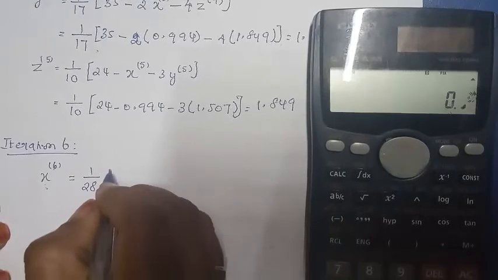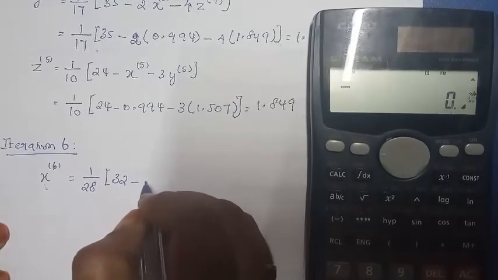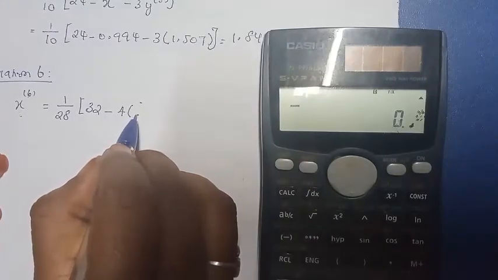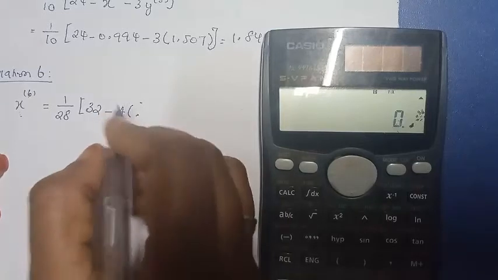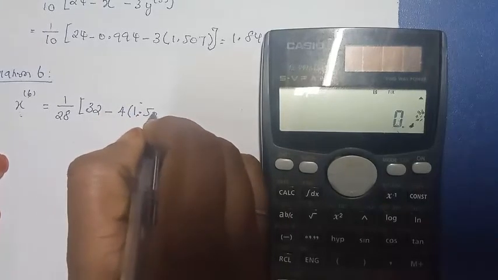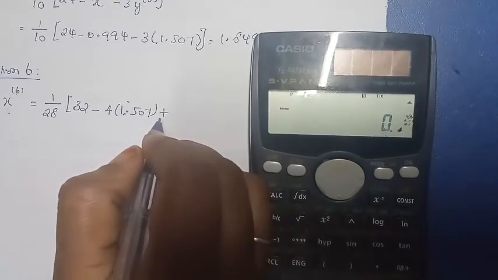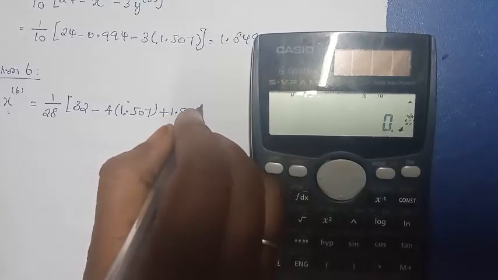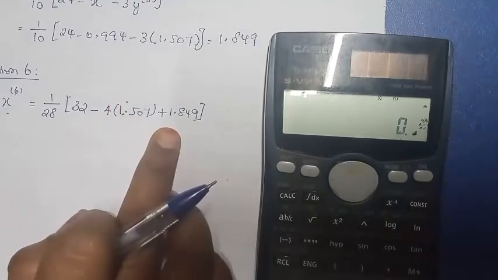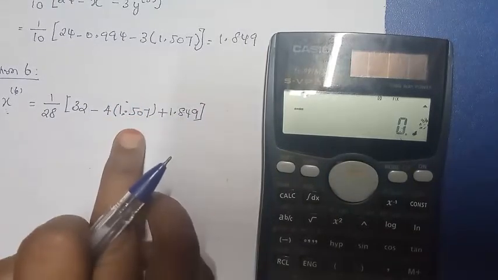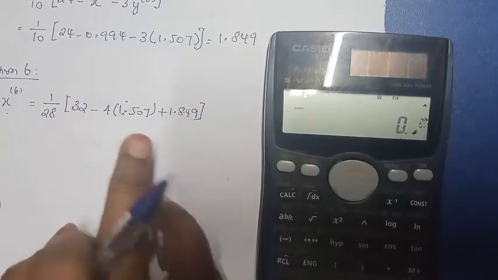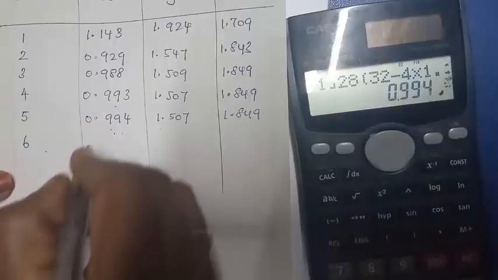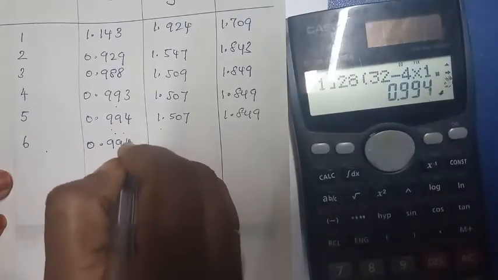The equation is 1 by 28, 32 minus 4 into, instead of writing y5, you can directly write the 5th iteration value of y here, which is 1.507, plus the recent z value from the 5th iteration, which is 1.849. Either you can mention y5 and z5 and then in the next step substitute the values, or you can directly substitute the values here itself, which gives the answer as 0.994. You can see that the value of x is also repeated.